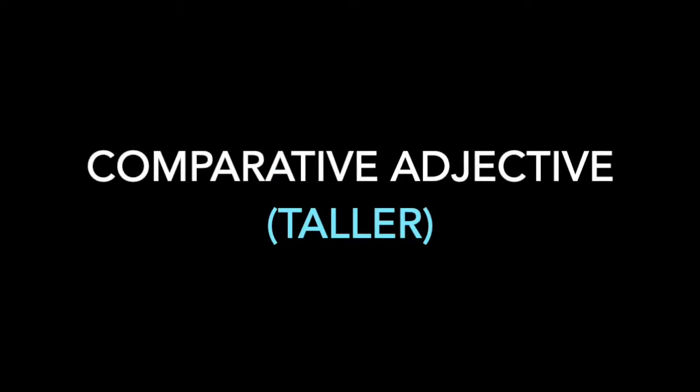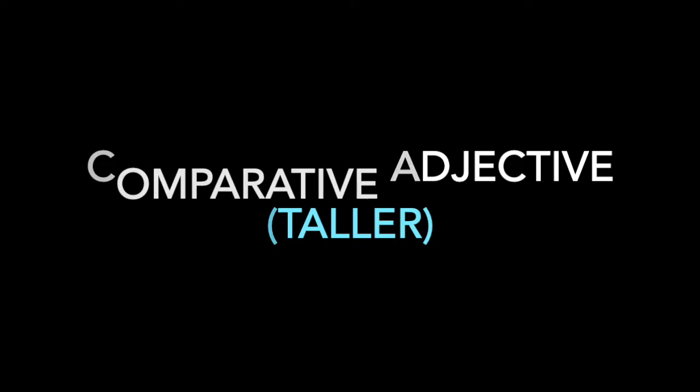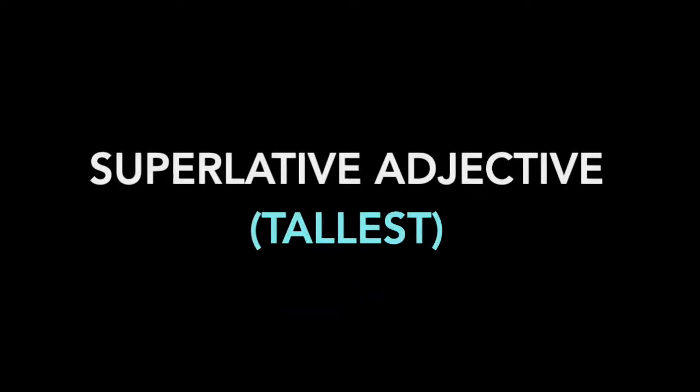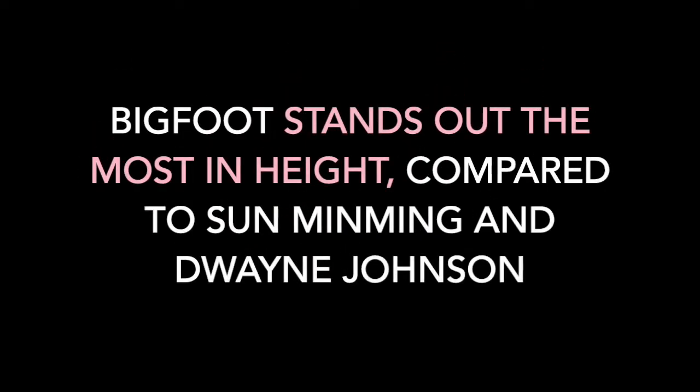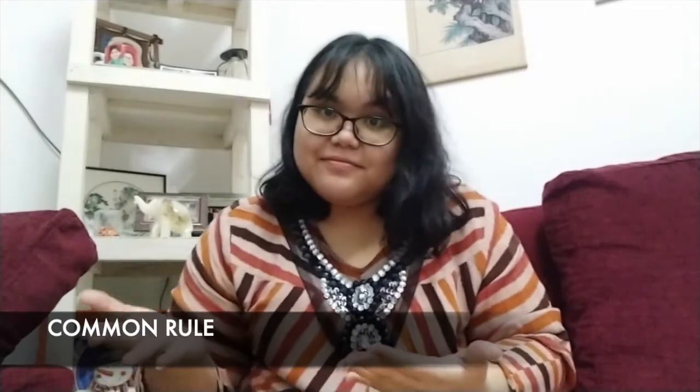Comparative adjective: Son Mingming is taller than Dwayne Johnson. Superlative adjective: Bigfoot is the tallest among Son Mingming and Dwayne Johnson. Here we want to express that Bigfoot stands out the most in height compared to Dwayne Johnson or Son Mingming. So, we replace the ER with EST. Thus, a common rule is that for most one-syllable comparative adjectives that we want to turn into superlative adjectives, we replace the ER with EST.